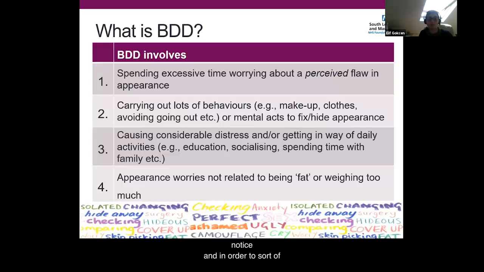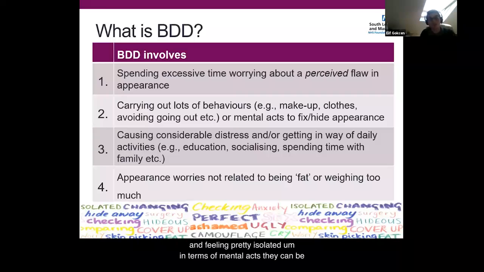And in order to correct or fix this appearance flaw, young people can find themselves carrying out lots of behaviours or mental acts. It might be that they're doing lots of makeup routines, wearing excessive makeup, wearing lots of specific types of clothes to cover up their physique, for example. They might find that they're completely avoiding going out to certain places or seeing certain people, or completely stopping leaving the house and feeling pretty isolated.